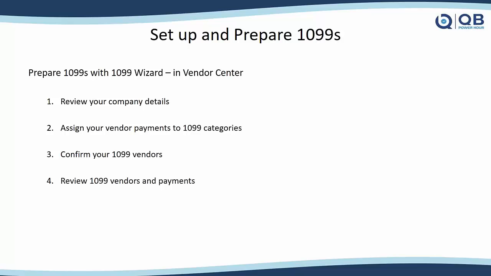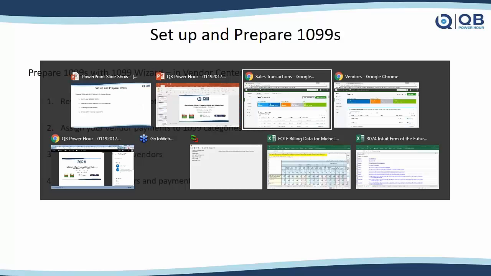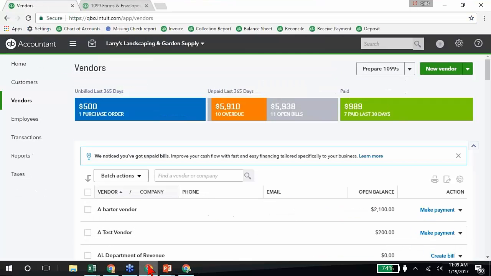You'll confirm which 1099 vendors need to be getting it. You can review those vendors and payments, and then you can e-file them, or you could also do them manually, but I recommend just e-filing them. So let's just go ahead and get into QuickBooks Online and let's take a look at this. So I am going to go into this sample company that we've got here.